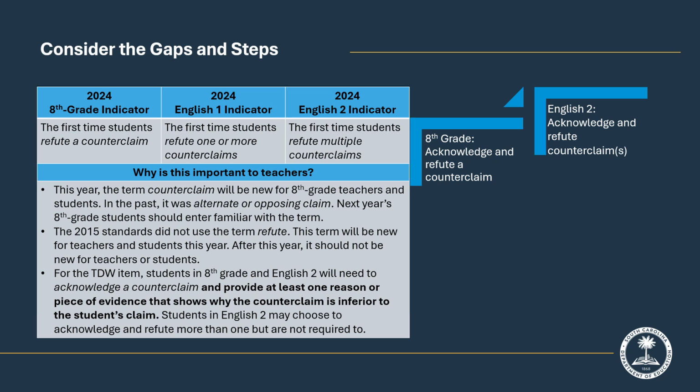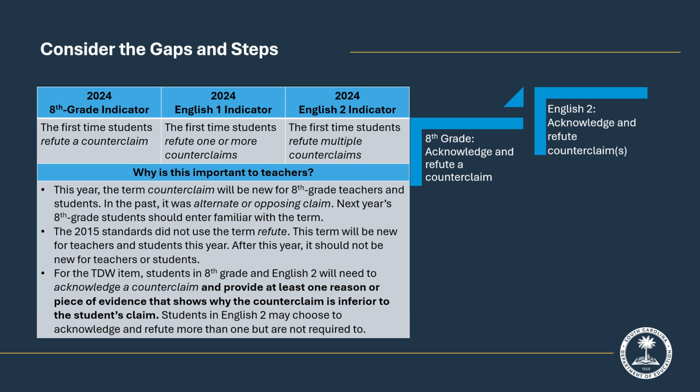This year, the term counterclaim will be new for 8th grade teachers and students. In the past, it was alternate or opposing claim. Next year's 8th grade students should enter 8th grade familiar with the term. The 2015 standards did not use the term refute. This term will be new for teachers and students this year. After this year, it should not be new for teachers or students in grades 8, English 1, and English 2.